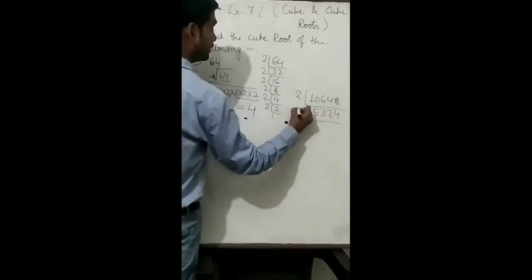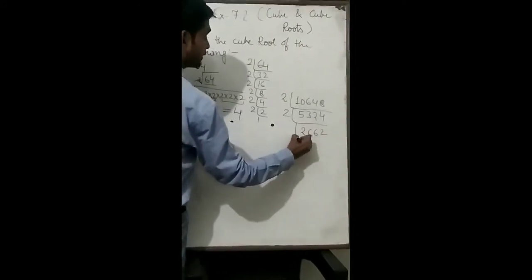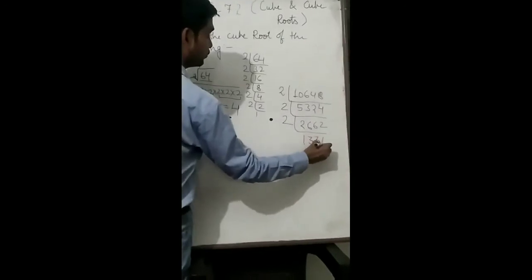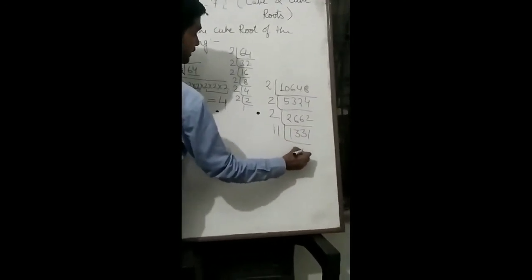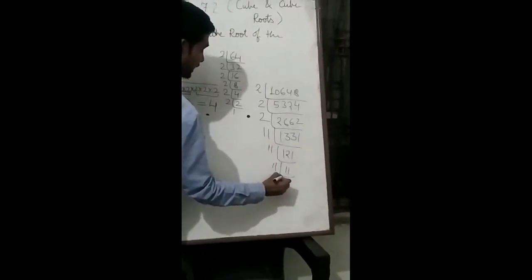Then again from the table of 2. 2 2s are 4, 2 6s are 12, 2 6s are 12, 2 2s are 4. Then again from the table of 2. 2 1s are 2, 2 3s are 6, 2 3s are 6, 2 1s are 2. Then it will be cancelled from the table of 11. Then again from the table of 11. Then again from the table of 11.